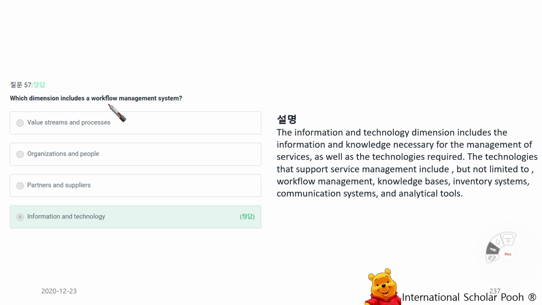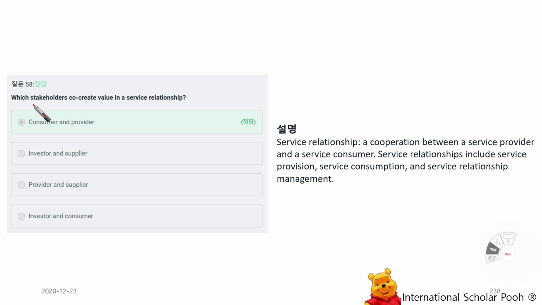Which dimension includes workflow management systems, information and technology? The information and technology dimension includes the information and knowledge necessary for the management of services, as well as the technology required. The technologies that support service management include, but are not limited to, workflow management, knowledge bases, inventory systems, communication systems, and analytical tools. Which stakeholders co-create value in a service relationship? Customer and provider. Service relationship, cooperation between service provider and service consumer. Service relationship includes service provision, service consumption, and service relationship management.